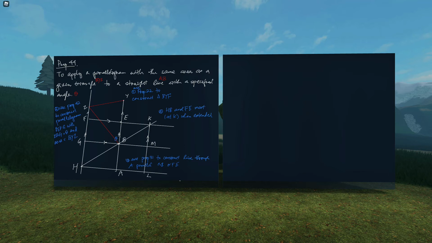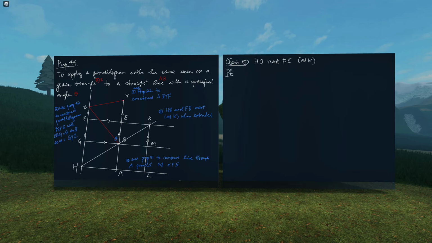It's a bit complicated, lots of lines. I mean, we just had to make sure everything fits and all the commentary fit. And so I have to justify point 4, why HB and FE meet at K. And once we've got that, this construction makes sense. So, the claim of 4 is that HB meets FE right at K, right?